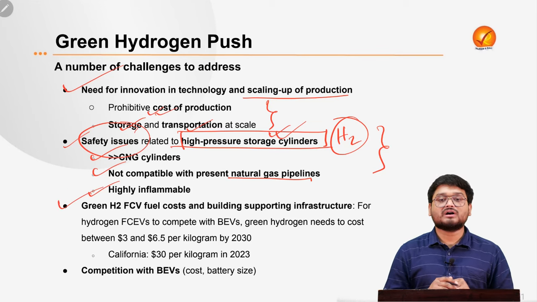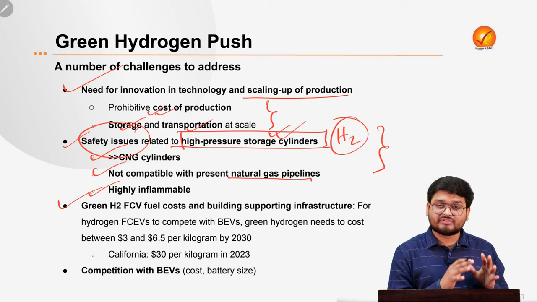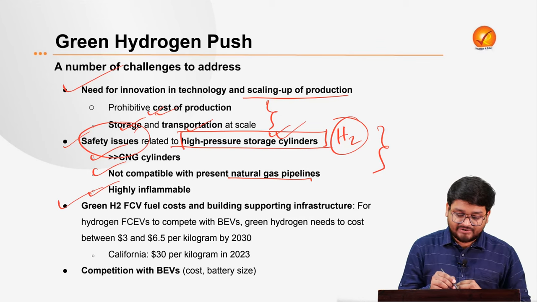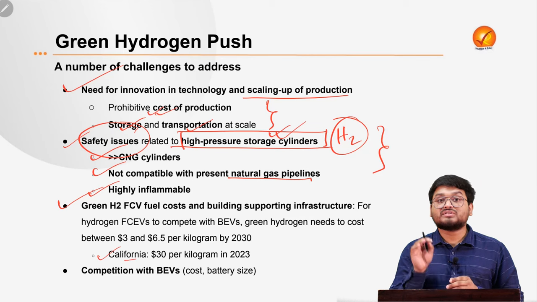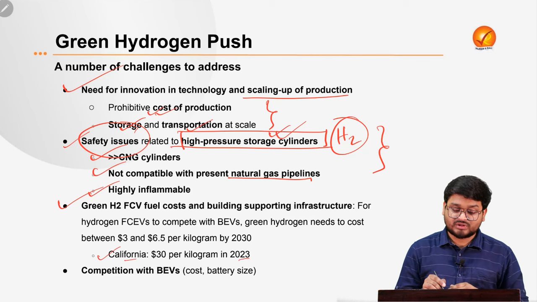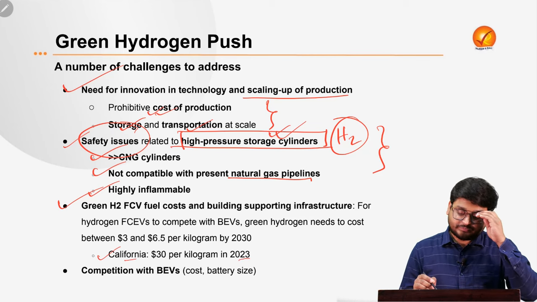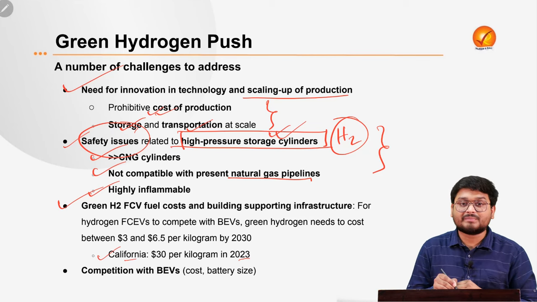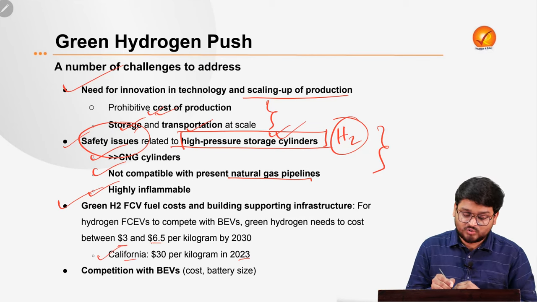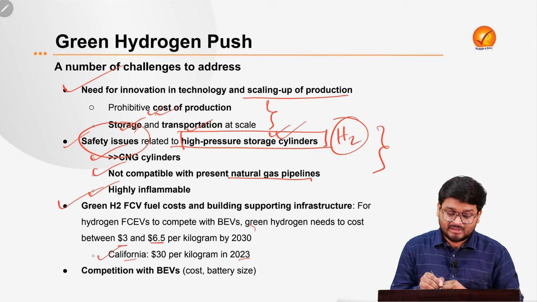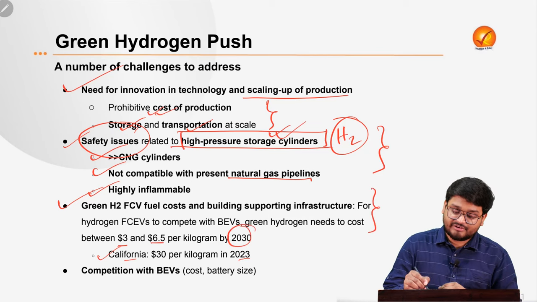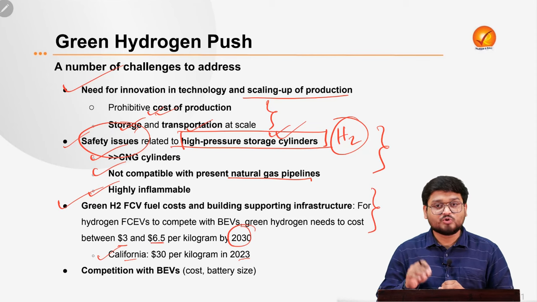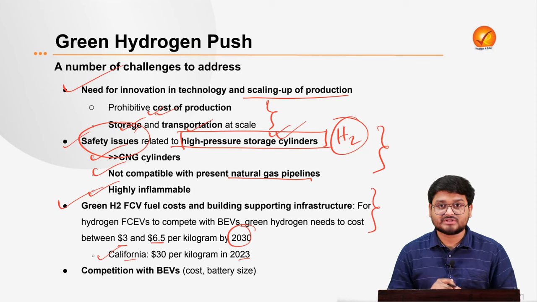Then we also find the cost of green hydrogen per unit, or say per kg, is right now very, very high. If you take the case of California, it is around $30 per kilogram as of 2023. And to be affordable to the rest of the people, the cost needs to come down to around $3 to $6.5 per kilogram by 2030, which is a very steep challenge for the producers of green hydrogen to meet.